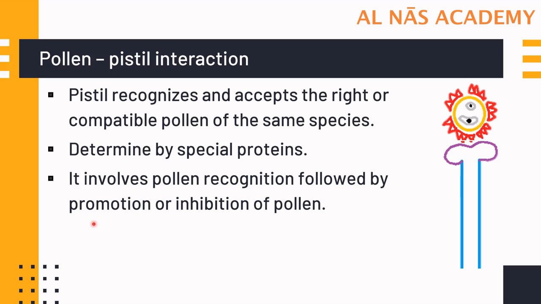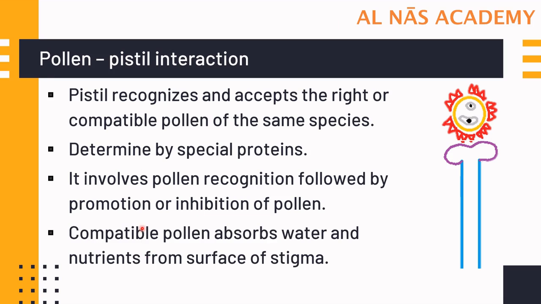This process involves pollen recognition, that is, the pollen is recognized as to whether it is compatible pollen, and if it is compatible pollen, then it is followed by the promotion of that pollen, that is, it is allowed to germinate. And if the pollen is incompatible or the wrong pollen, then its growth is inhibited. The pistil will not allow it to germinate. The right or compatible pollen will absorb water and nutrients, mainly sugar, from the surface of the stigma, and thus it will produce the pollen tube.